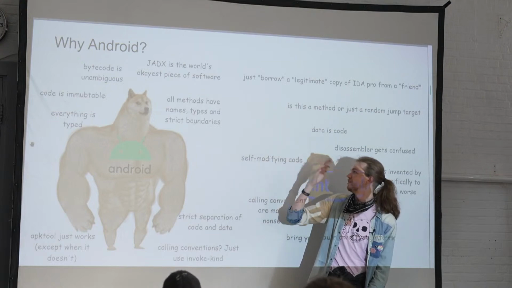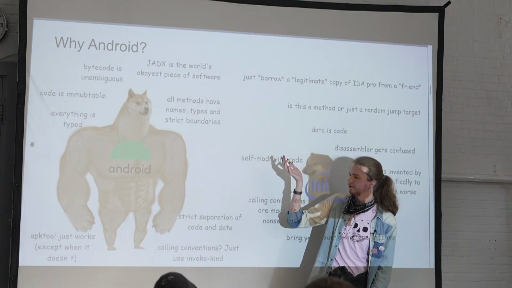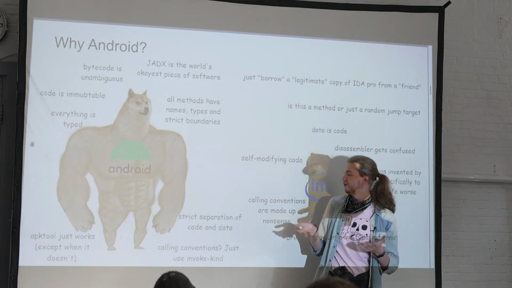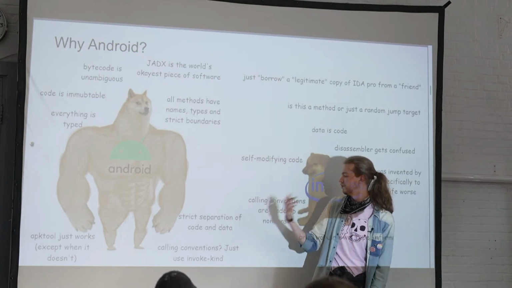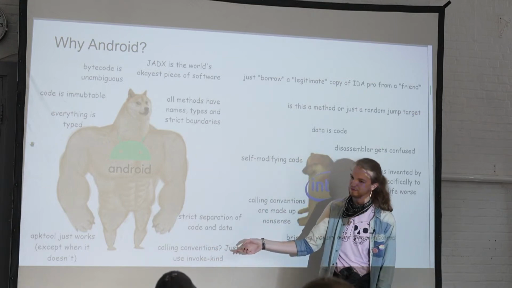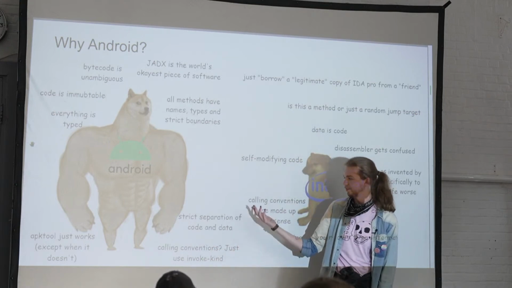All methods, they have names, they have types, they have boundaries. You never have to wonder, is this a random jump? Is this a method? You cannot jump out of a method. Only way to get to a method is to call it with one of these invoke instructions. To be honest, you have too many different ones of them. They're all pretty samey.